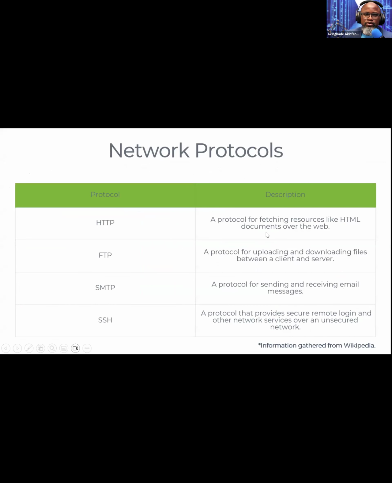Remember I said protocol is how we communicate, right? In IT, for us checking the web, you can see HTTP for those of us getting stuff from the web. HTTPS is for secured web. FTP, when you're uploading a file, sending a file, it's going through FTP. SMTP, when we are sending email. Then SSH, when you're logging in remotely to a network, it has to go through a secured SSH.